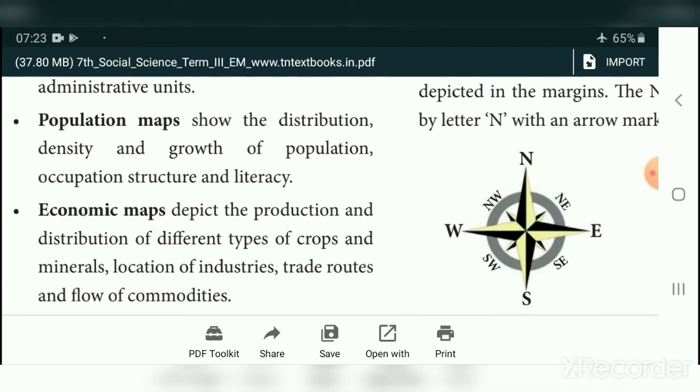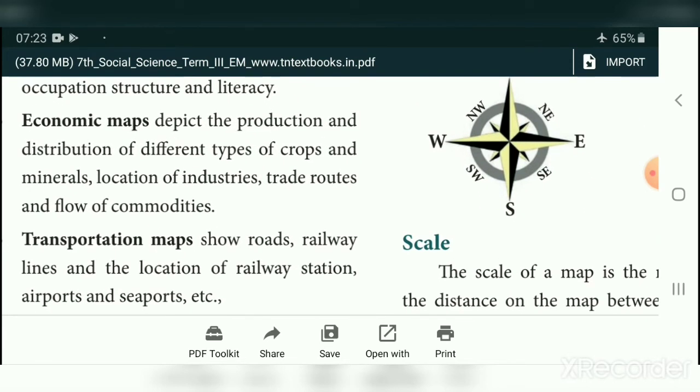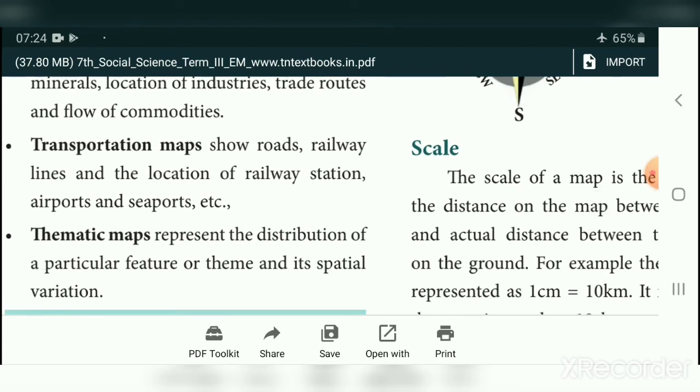Population map shows the distribution of the population, density and growth of the population, occupation structures, and their literacy. Economic map shows the production and distribution of different types of crops, minerals, location of industries, trade routes, and flow of commodity. All these things we can see in this economic map. Then transportation map. In this map, we can see the roadway, railway, waterway, airway, etc. The railway line and location of railway station, airport, seaport, harbor, we can see in this map.